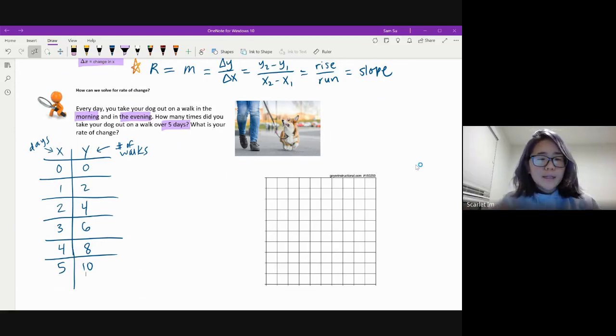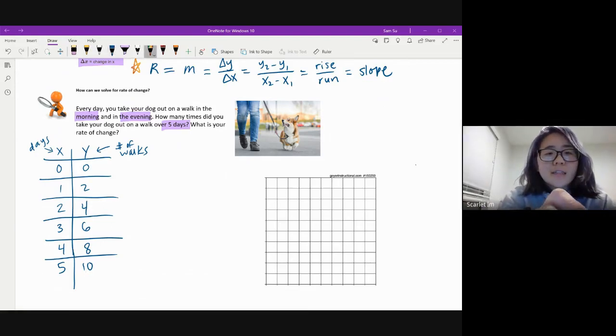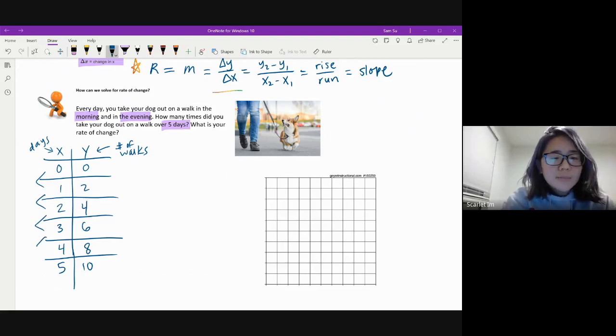So what does this mean? When you see a table, it's really easy to figure out the rate of change. Once again, remember, rate of change is the change in Y over change in X. There are a couple of ways I can do this. First, what's the pattern? How much am I increasing my X by? This is pretty easy, I'm going up by 1. How about my Y values? I notice that I'm going up by 2.